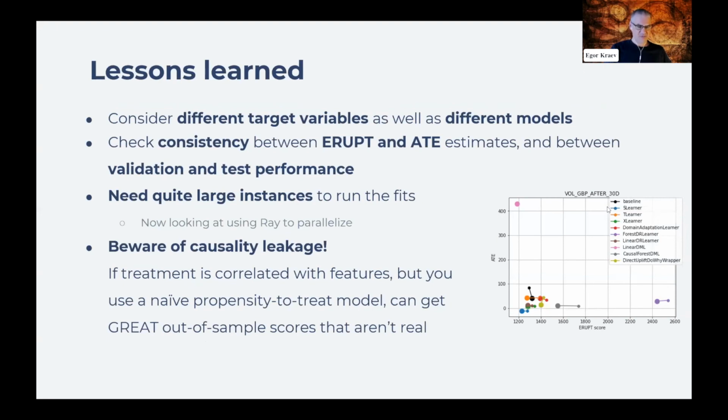So the lessons learned are, first of all, you need quite large instances to run the fits. As with all AutoML, it's RAM hogs and CPU hogs, and here even more so because you're actually doing nested AutoML. You're searching over the causal models, and each causal model is doing a search over component models.